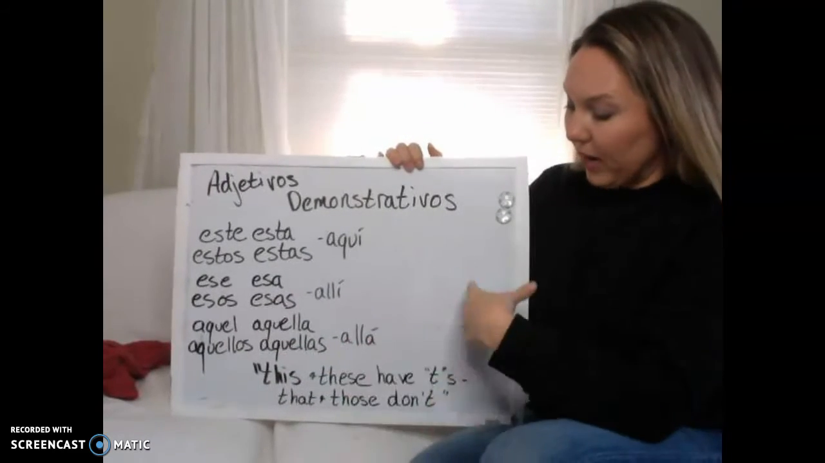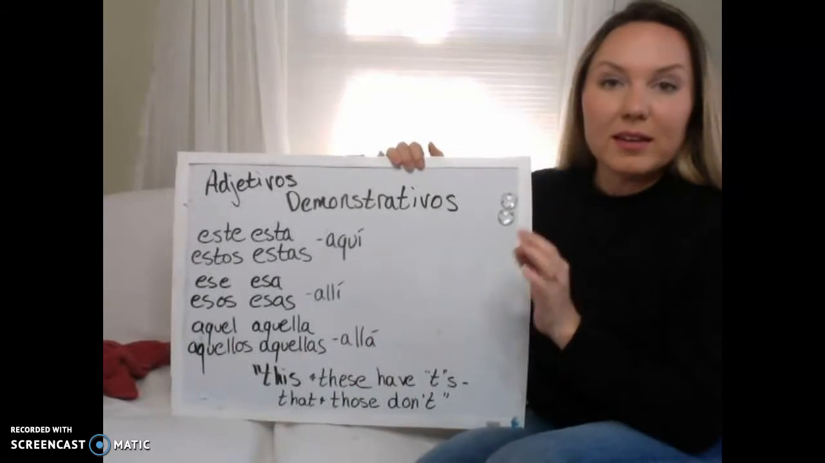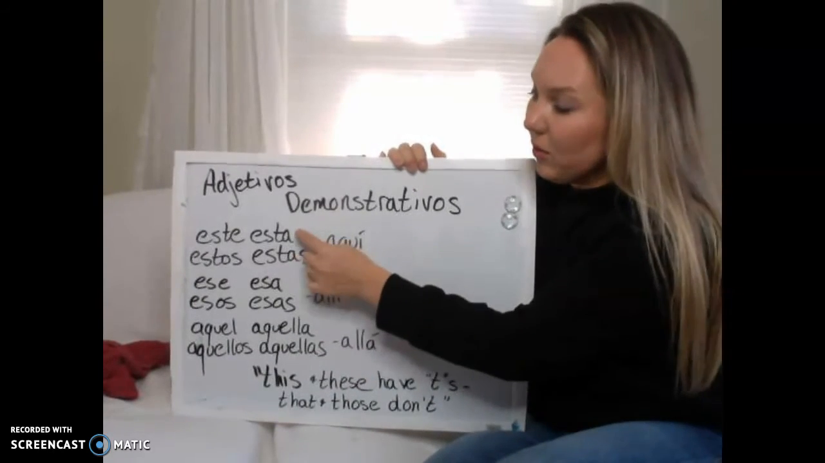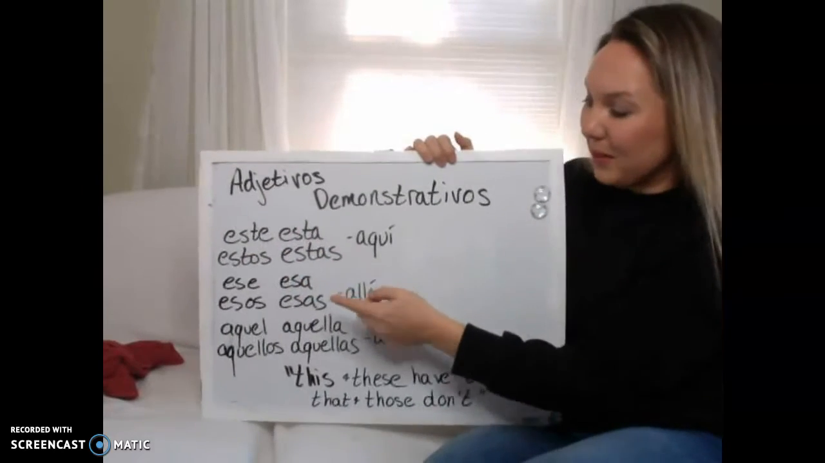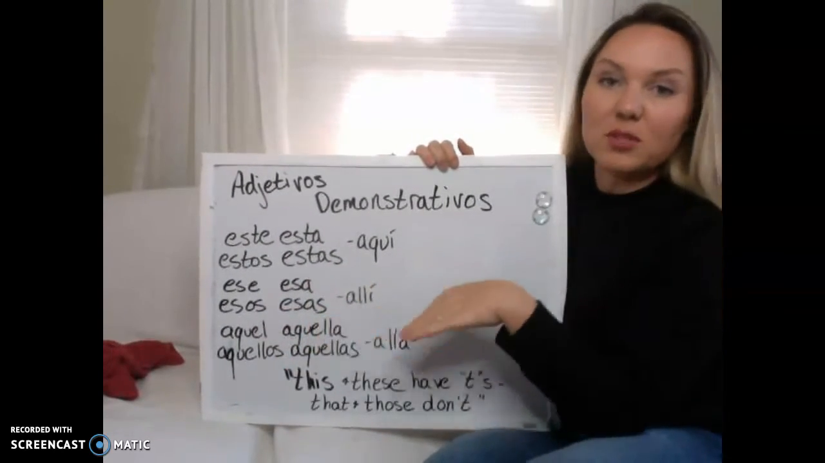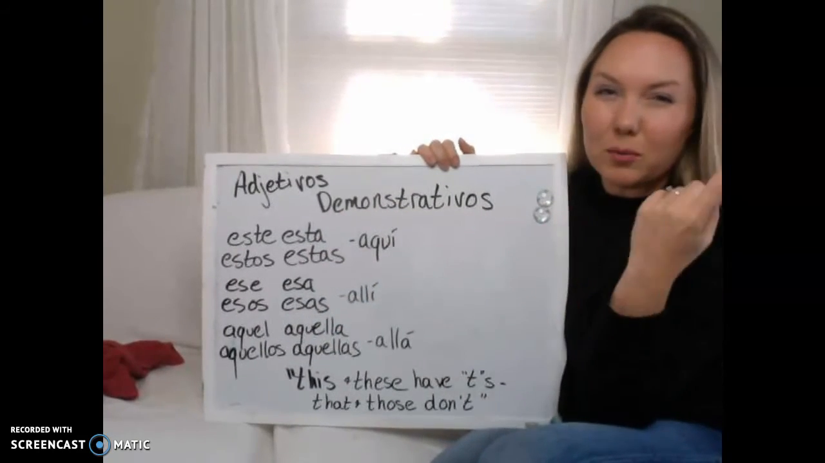Okay, and a little phrase that I like to use to help remember these is this and these have T's, that and those don't. So if you want to say this or these, the words have T's in them. Okay, if you want to say that or those, none of those words have T's in them. So this and these have T's, that and those don't. It's just a nice little phrase to help you remember.